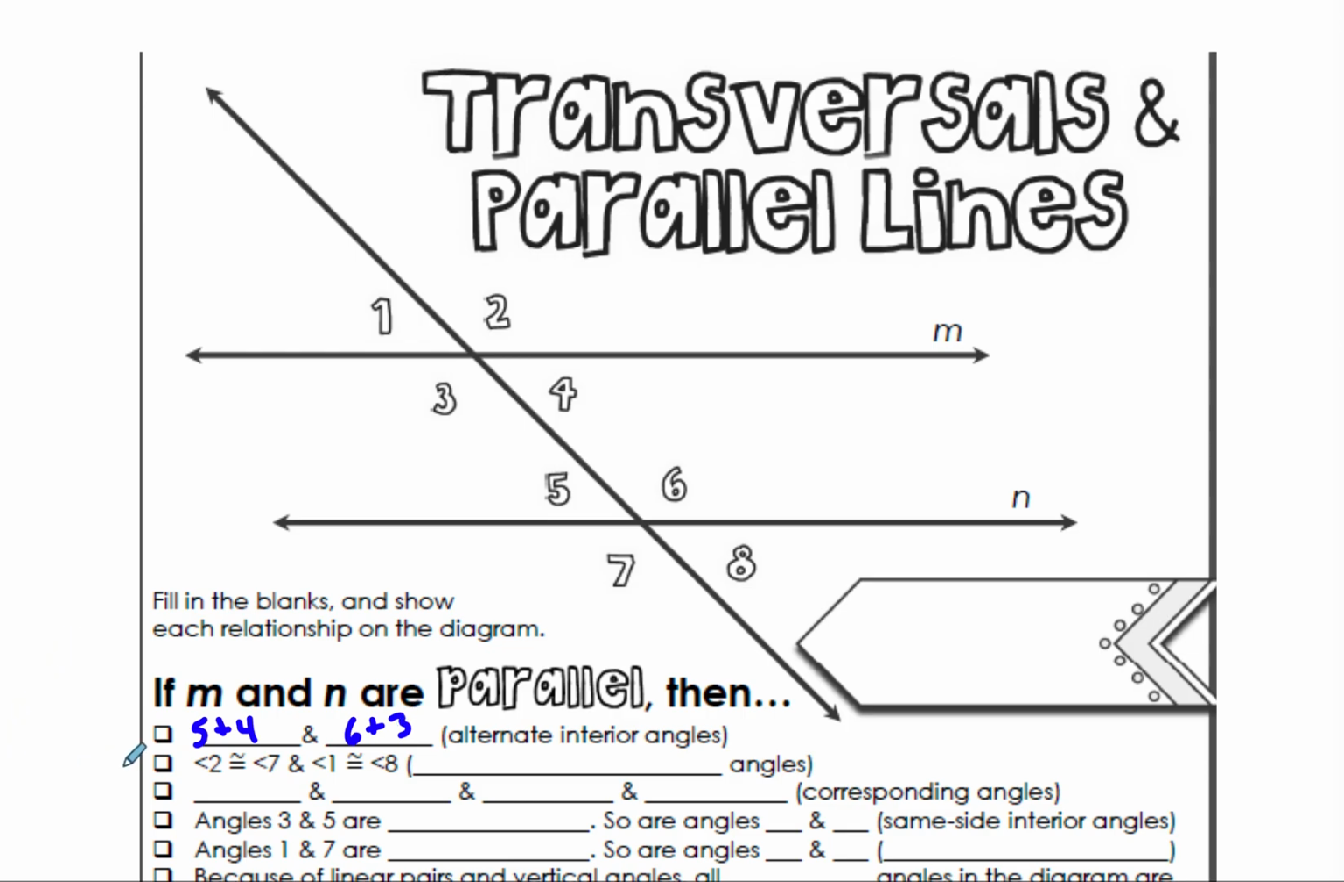All right, let's see. Angle 2 is congruent to angle 7. Angle 1 is congruent to angle 8. These all equal with a squiggle mean congruent, same amount. 2 and 7. 1 and 8. Those are alternate exterior.